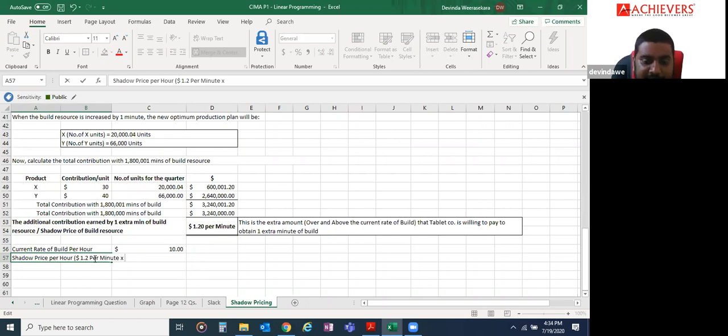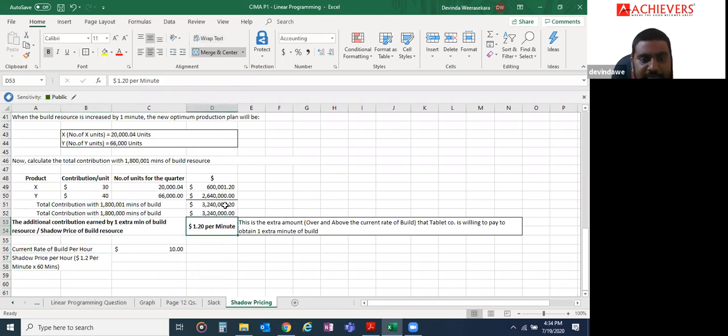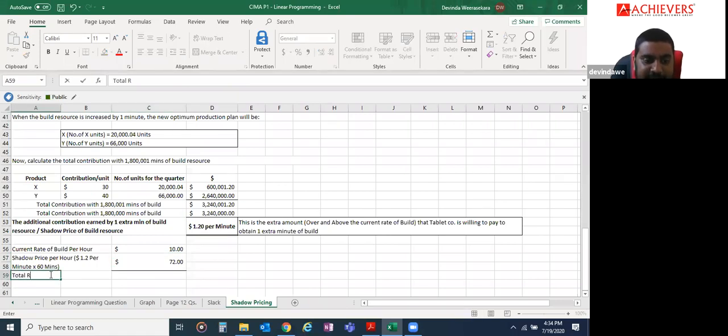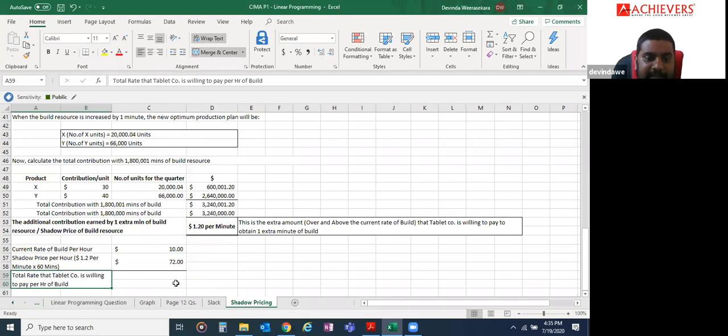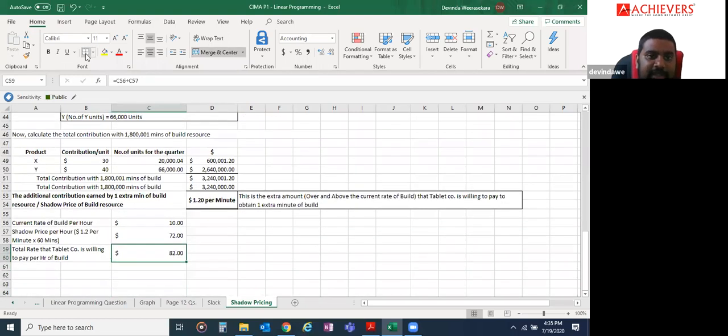And for 1 hour means 60 minutes, no? It will look like a big amount, but that's fine, right? That's what it is, okay? $1.2 per minute is the shadow price. So for 1 minute, if it's $1.2, for 1 hour, how much is it? 1.2 per minute into 60 minutes, $72, right? Shadow price is $72. Current rate is 10. So the total amount that tablet company is willing to pay per hour of build is 10 the current rate, plus 72 the shadow price per hour, total 82.